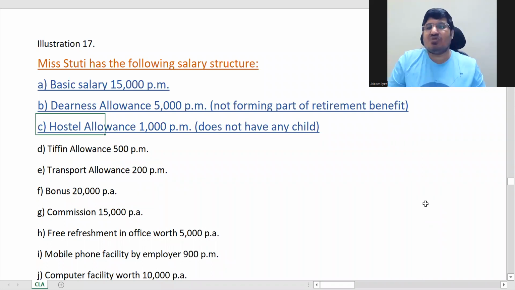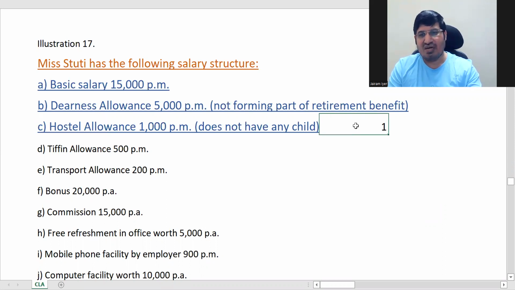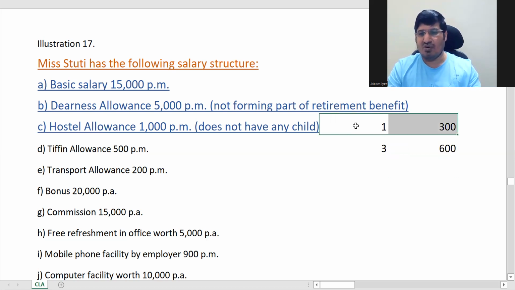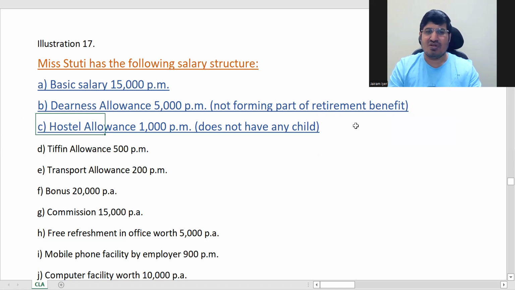ठीक है, तो इसमें से कितना exemption मिलेगा? Postal allowance is 1,000 per month. Person does not have any child. Okay, so he will not get any exemption. ठीक है, अगर एक बच्चा हो तो 300 will be the exemption. One child is there, then 300 will be the exemption. Two children are there, then you can get up to 600. Okay, if no children, you will get no exemption. So this becomes fully taxable. Okay, right. And then tiffin allowance is a fully taxable allowance.